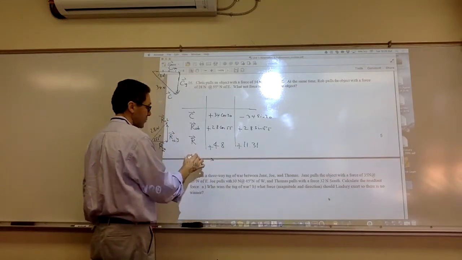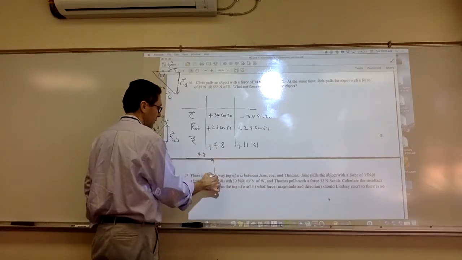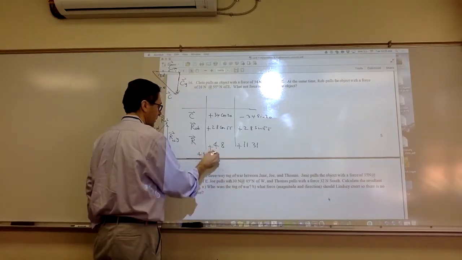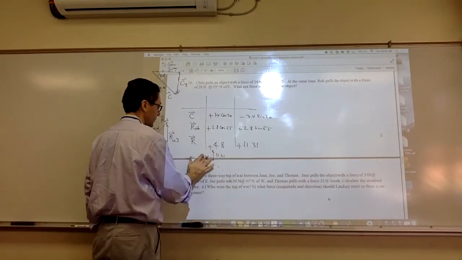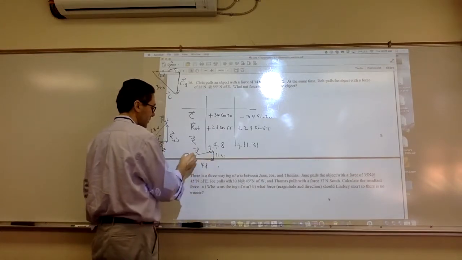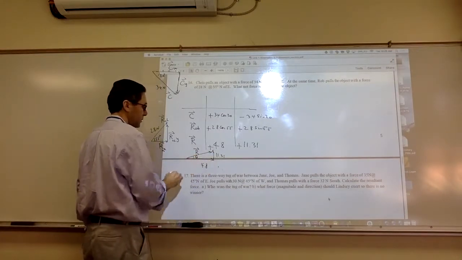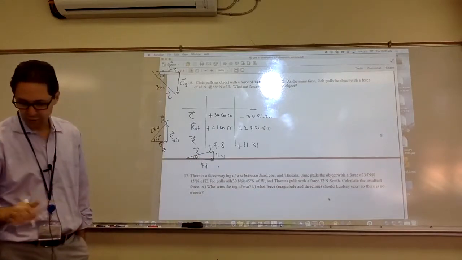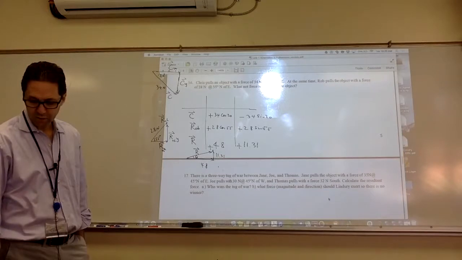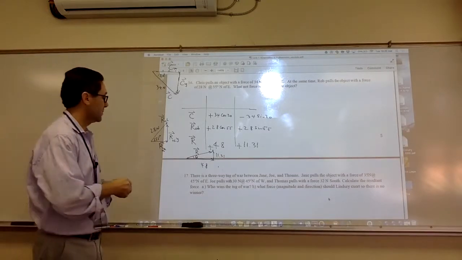Basically, it's positive and positive, which means the x component is this way. You always start with the x component. It's 48. The y component is 11.31, going up. Here's your resultant. You can do the Pythagorean theorem, figure that out, and you can get this angle here, theta. After you finish, you should get 49.31 newtons at 13.26 degrees north of east.